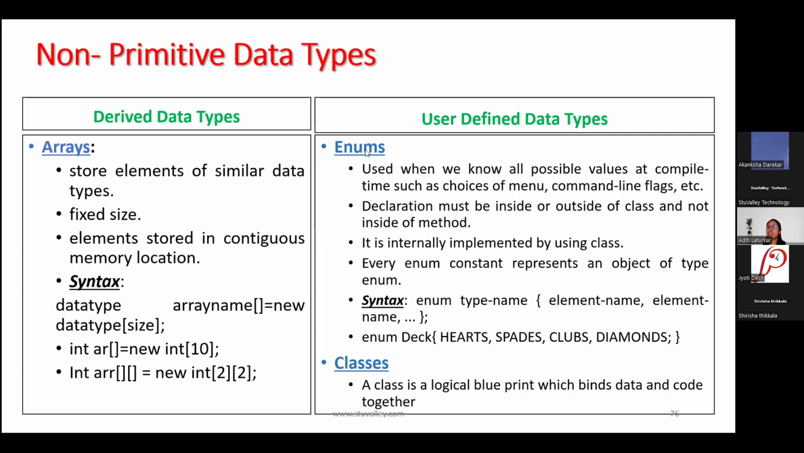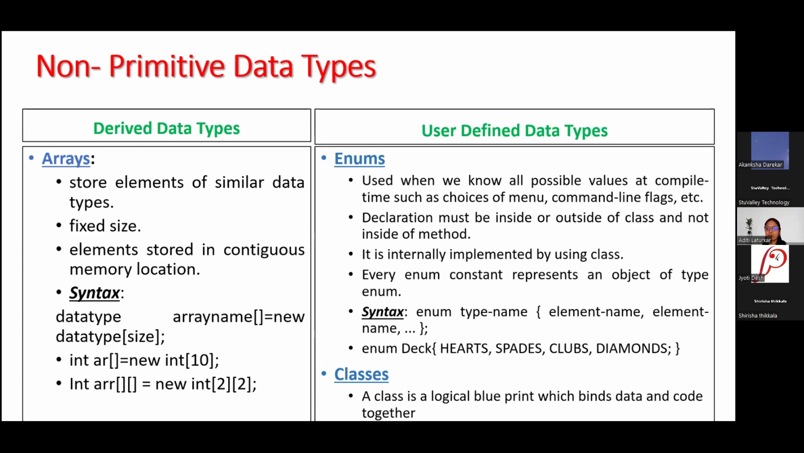So enum is nothing but the user defined data type. We use enums to store data whose possible values should be known to the programmer at compile time itself. We can declare enums inside or outside of the class, but we cannot declare it inside a method. Enums are the same as classes. We can create variables, methods, and constructors in an enum.